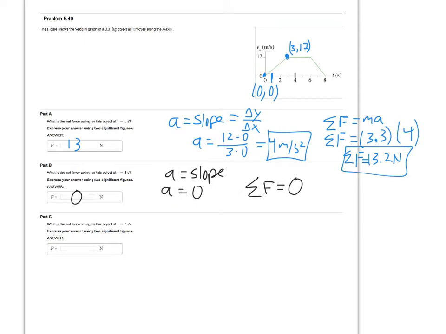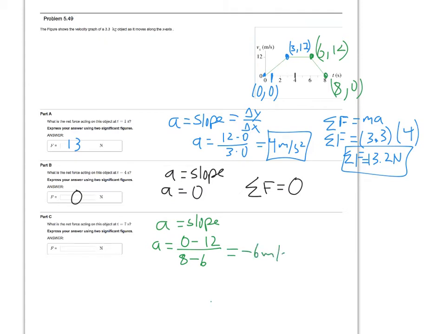And then for C, I'm going to find my acceleration once again, which is equal to my slope. I'm going to pick some new points here. So I have the point 6, 12, and the point 8, 0. And that's going to be my acceleration for this entire time from 6 to 8, including that 7 seconds, which is what I really care about. So my slope there is going to be 0 minus 12 over 8 minus 6, or negative 6 meters per second squared.